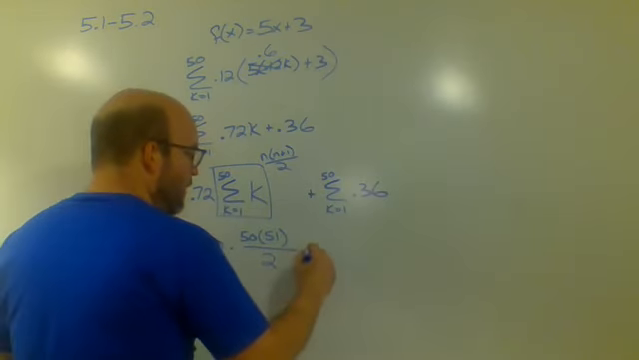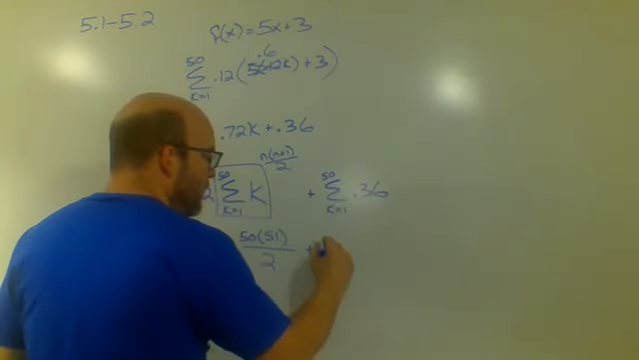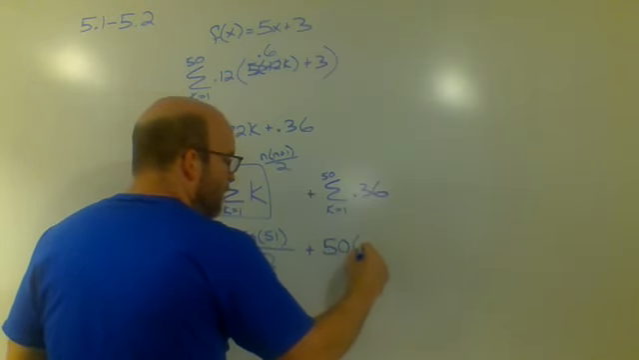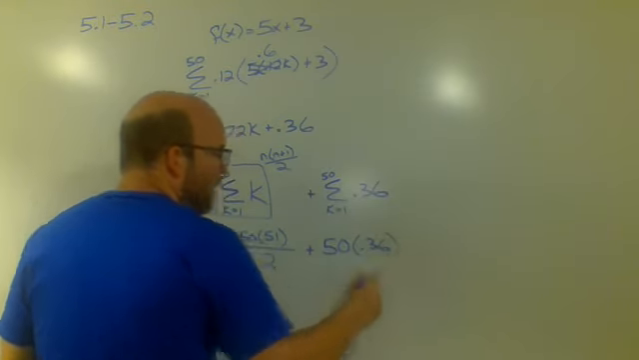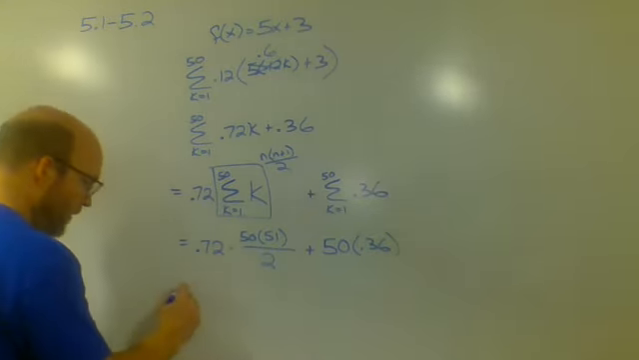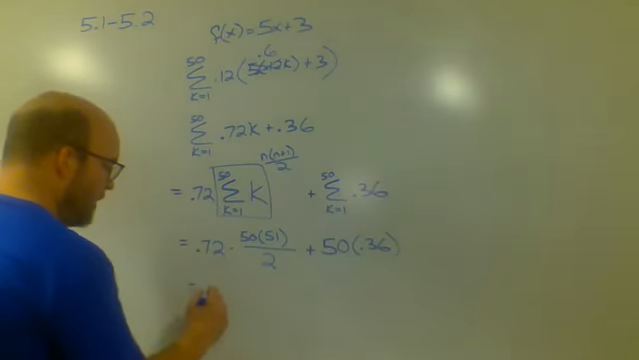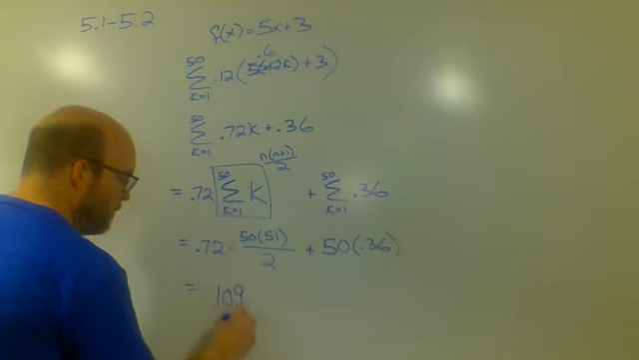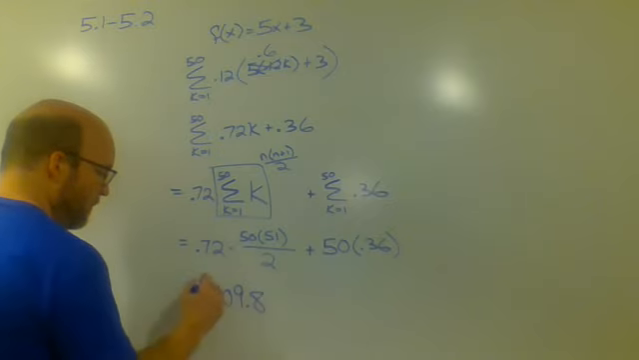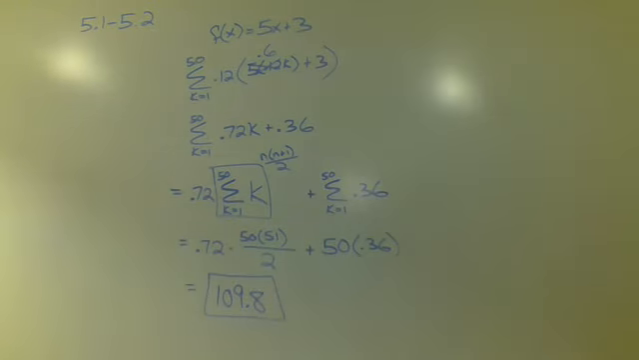And then on the other part, this is just a constant that's being added to itself 50 times. And so we get 50 times 0.36. And once again, you can mess around with doing this by hand if you want, but throw that in a calculator and you're going to get exactly 109.8. And that's that.